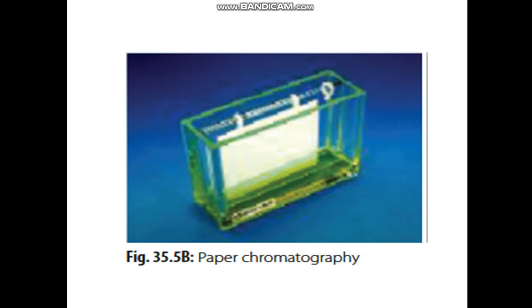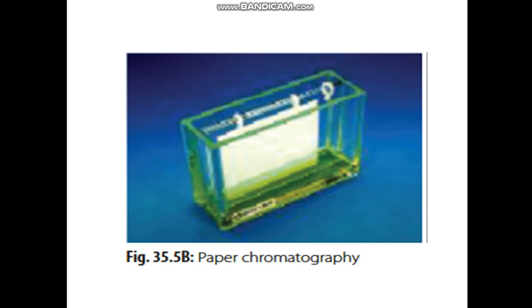A few microliters of the sample, that is the mixture of components to be separated, are applied as a small compact spot at one corner of the paper, which must be about 1 inch away from both the edges of the paper. This spot is dried by a hair blower.